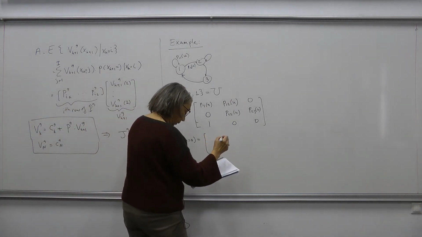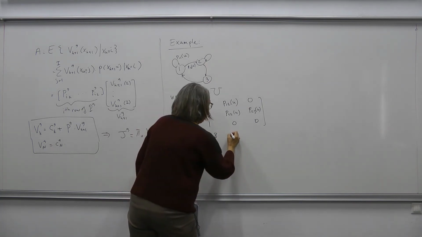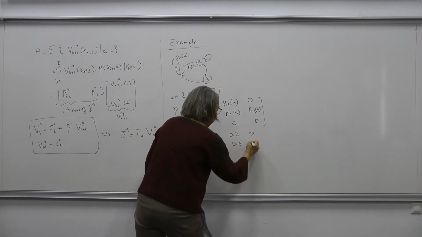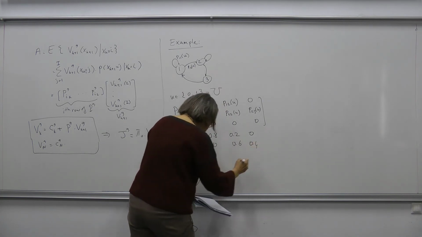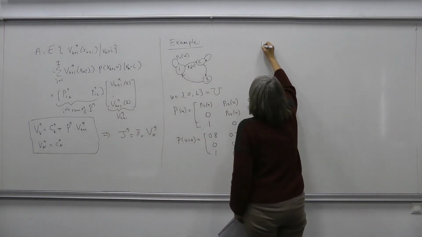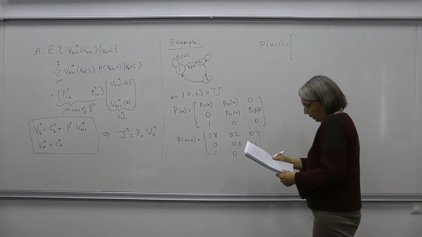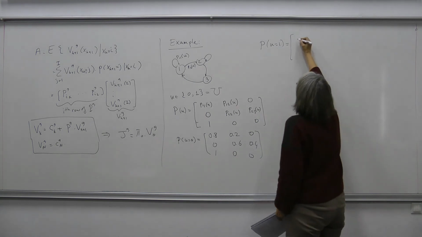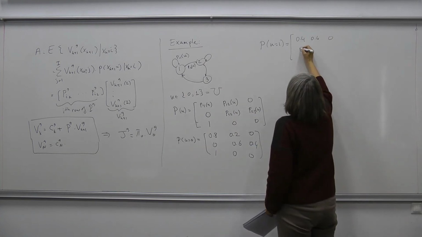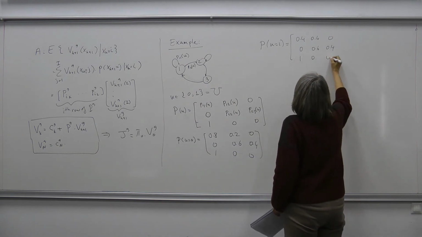And we just assume that this is equal to 0.8 when U is equal to 0, 0.2 and 0. And the second line is 0, 0.6 and 0.4. And the last one is 1, 0, 0. That is our P of U when U is equal to 0. And P of U when U is equal to 1, that is also given to us, is equal to 0.4, 0.6, and 0; 0, 0.6, and 0.4; and 1, 0, 0 as before.